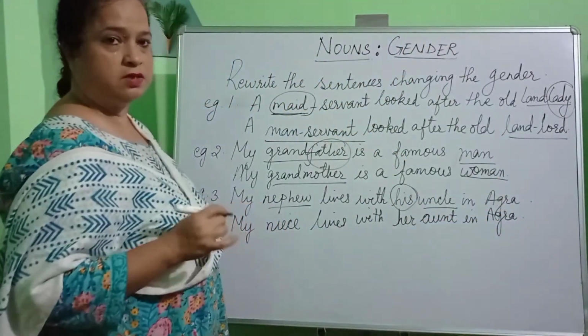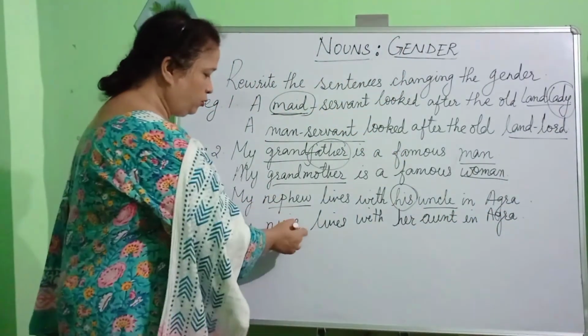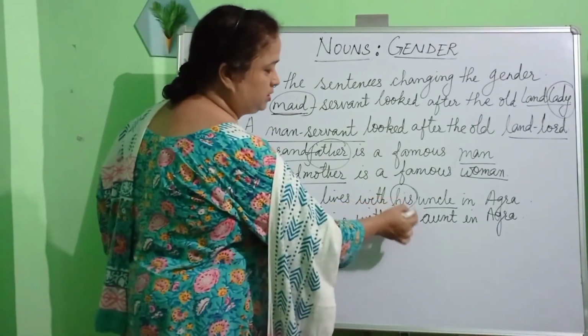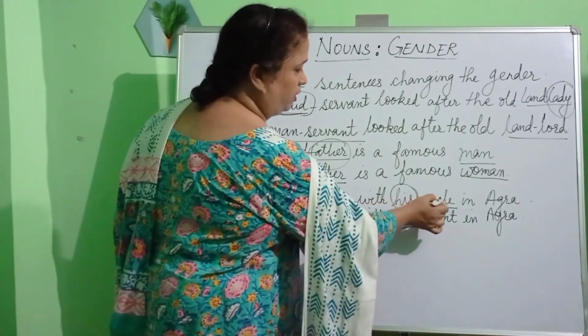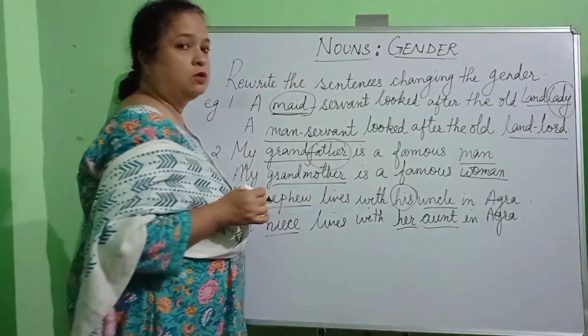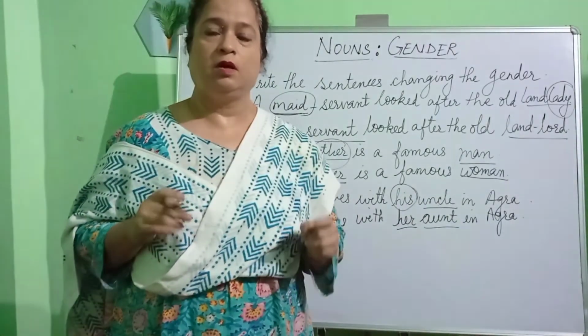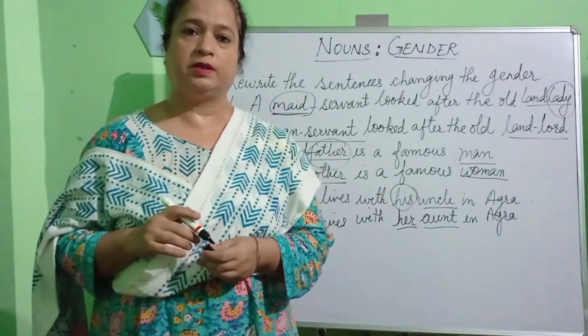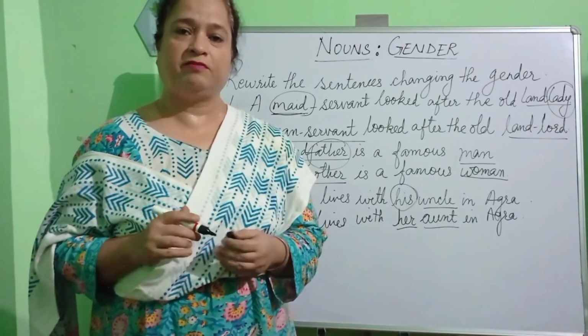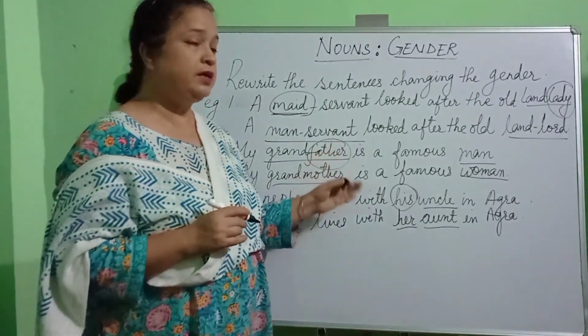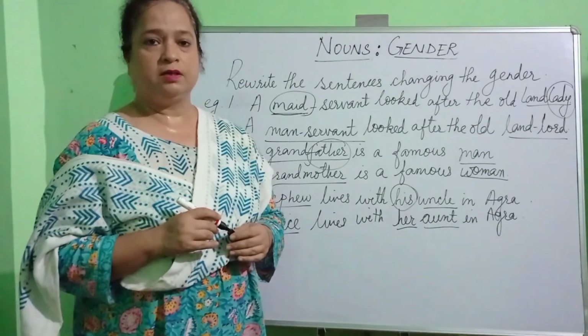So, what are the changes that I made? From nephew, I wrote niece. From his, I wrote her. And from uncle, I wrote aunt. So, I hope children you have understood how we are going to make new words from the masculine to the feminine and how we are going to rewrite our sentences changing the gender.